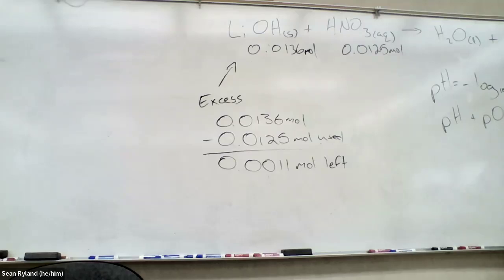But if we have leftover hydroxide, we can go around the back, because we also know pOH has a formula too. It's negative log base 10 of hydroxide concentration. And that we do know now, right? Well, we know how many moles are left. We still have to put it in concentration units.